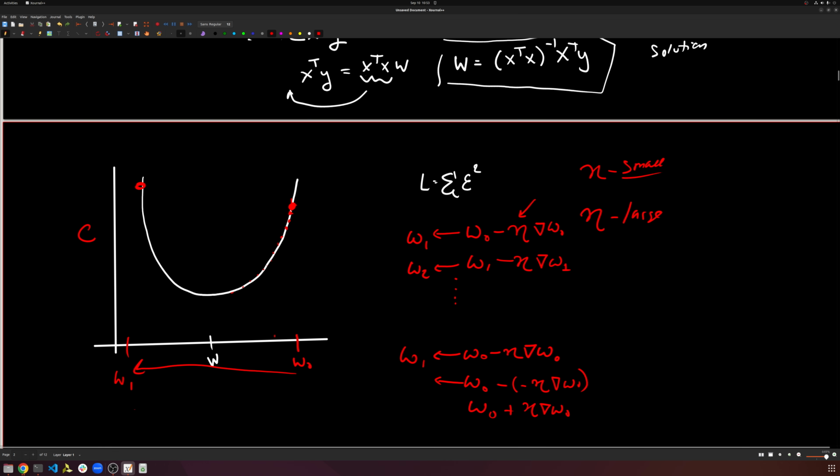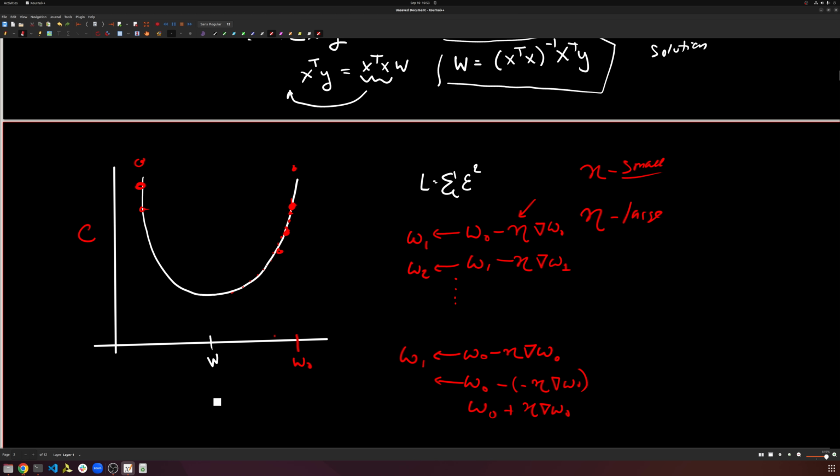And then when I compute the gradient again, I might jump back to here, and then here, and then here. The step size is too large. So picking the learning rate is an important aspect of training neural networks, because if it's too small, it'll take too long, but if it's too large, it will never converge. You'll just be jumping around your cost curve a bunch.